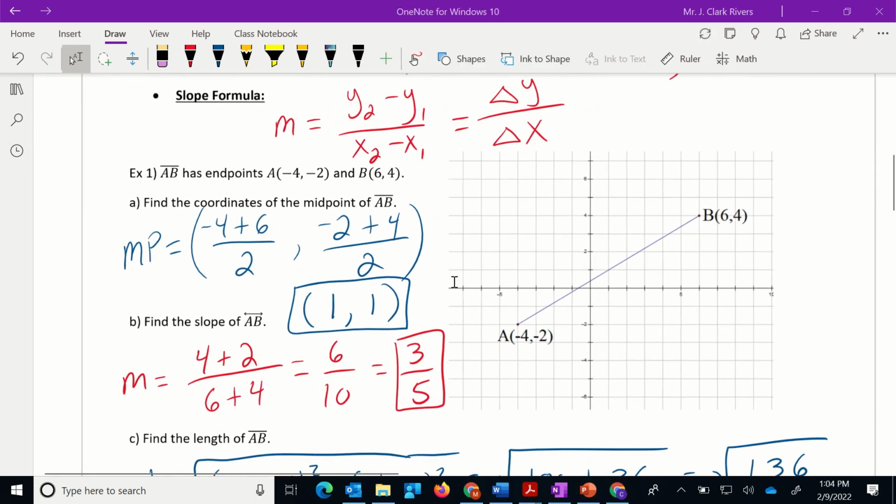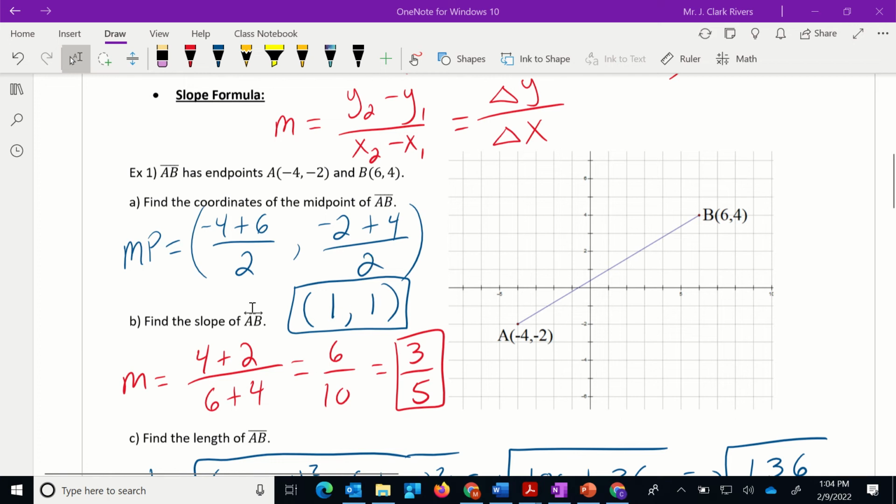Okay, so we have point A, which is -4, -2. We have point B, which is 6, 4. The midpoint is the mean of the x coordinates. Well, that's -4, that is 6. -4 plus 6, that's going to give us 2. We divide that by 2, giving us an x coordinate of 1. Y coordinate, same thing. -2 plus 4, that's going to give you +2 divided by 2. The y coordinate is 1 as well. So the midpoint is at 1, 1.